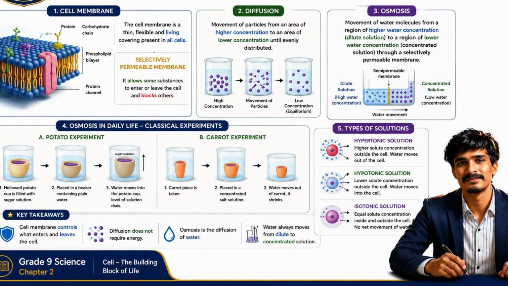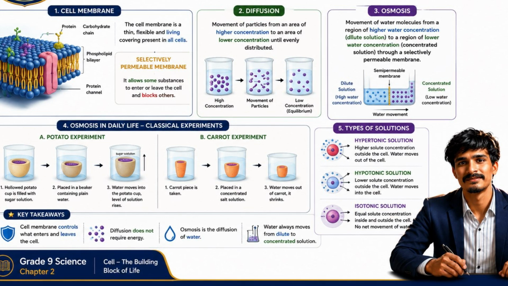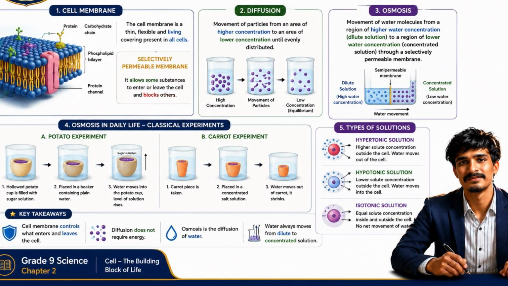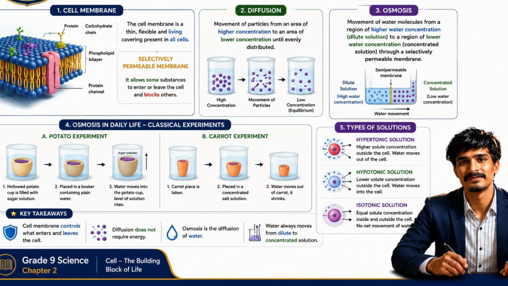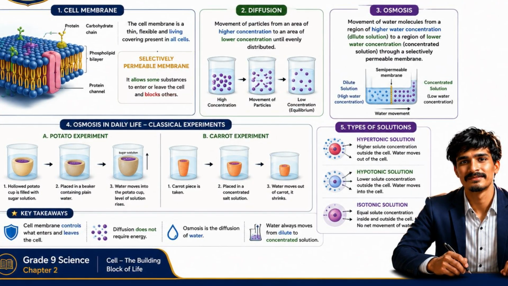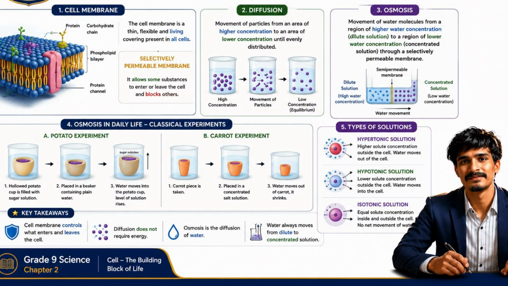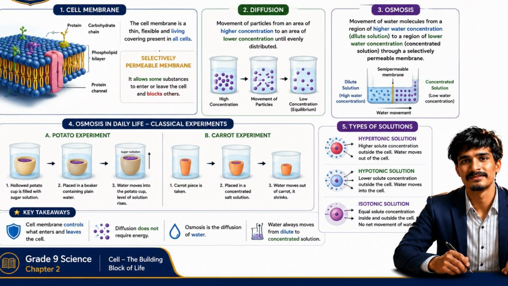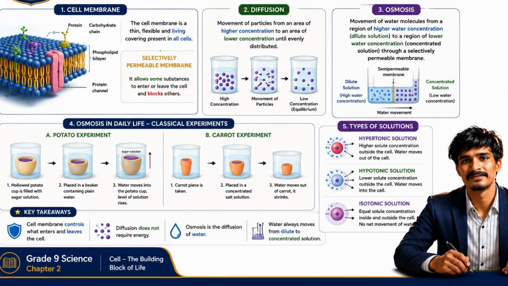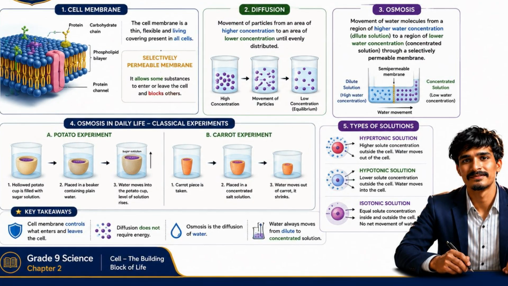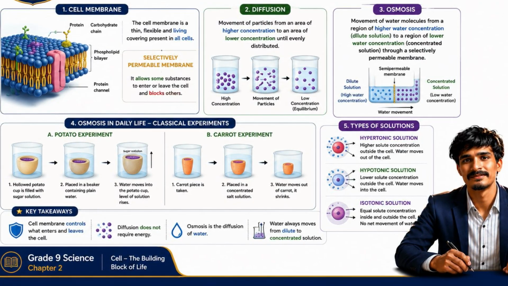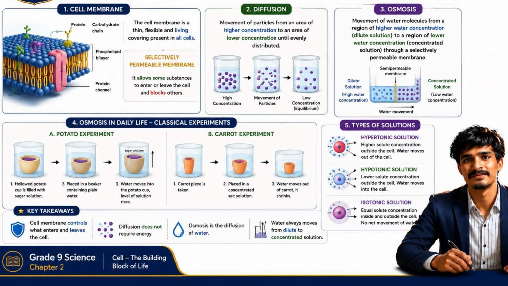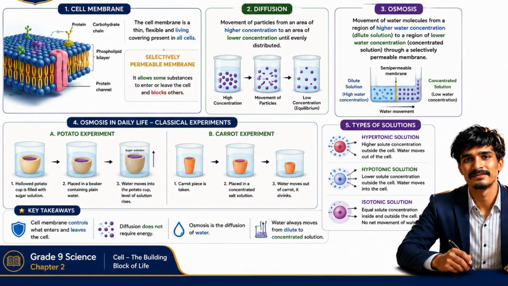The potato and carrot experiments demonstrate osmosis in living tissues. Hypotonic solutions cause cells to gain water and swell. Hypertonic solutions cause cells to lose water and shrink. Isotonic solutions maintain a balance with no net movement of water. These concepts are fundamental for understanding how cells exchange materials with their surroundings and maintain life processes.